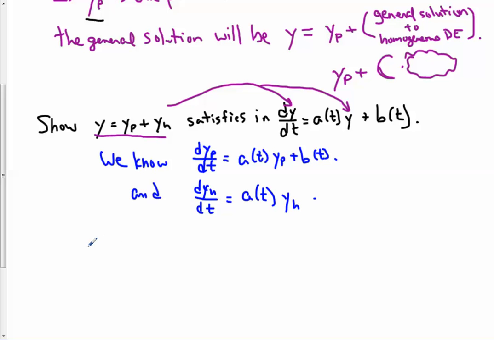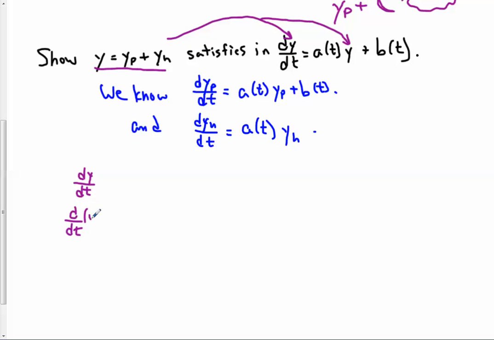So let's see, on the left-hand side we will have dy dt. Okay, but that is the derivative of yp plus yh. We're plugging it in, right? We're plugging in yp plus yh for y. And we can just use the addition rule for derivatives. It just says, you take the derivative of each part separately. So that's the left-hand side.